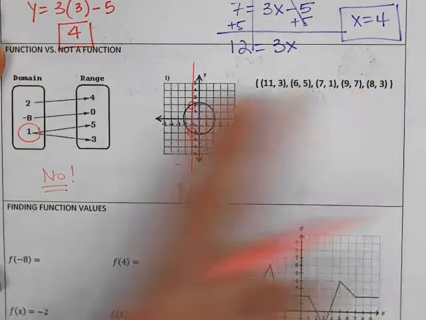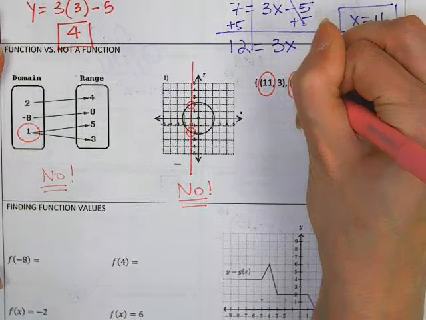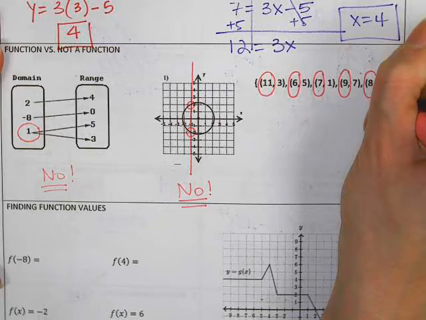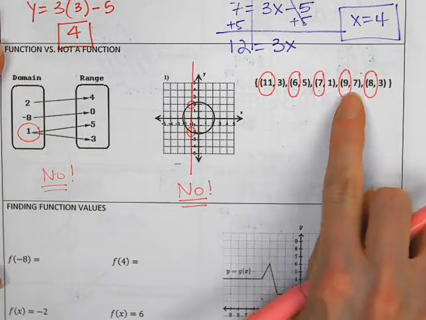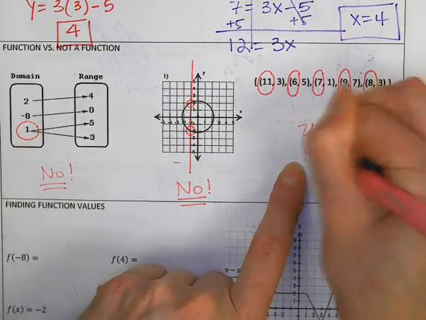And then this one is similar to this one. You just have to notice any x cannot repeat. Can't go to more than one y. But it looks like these are all different. So if none of them repeat, then it is a function. Yes.